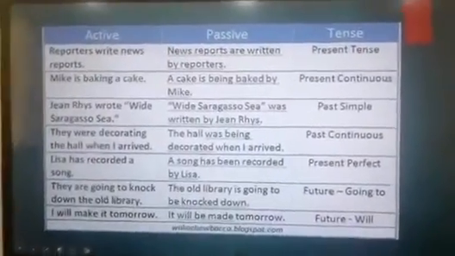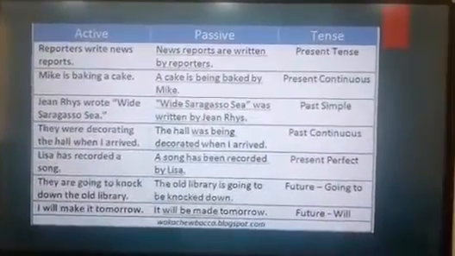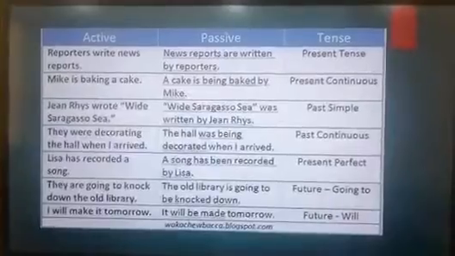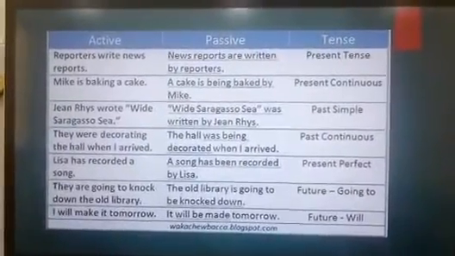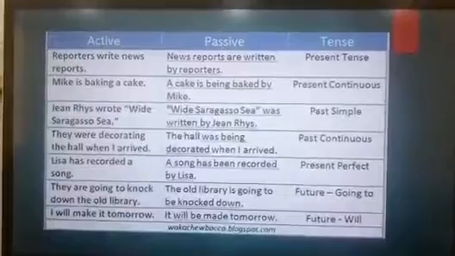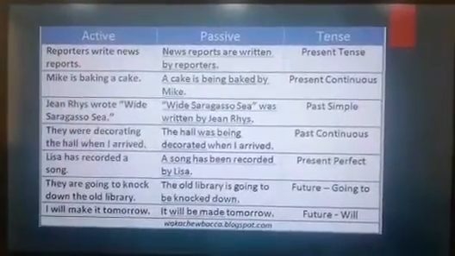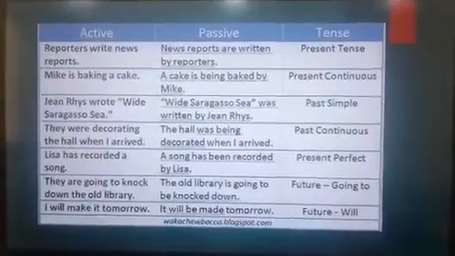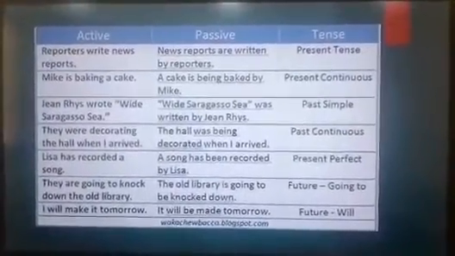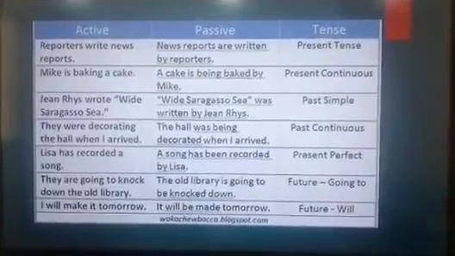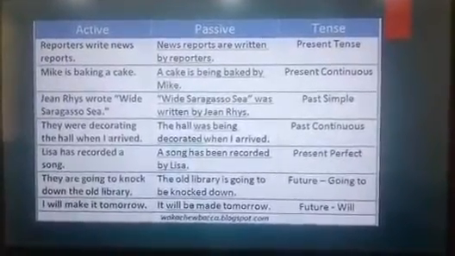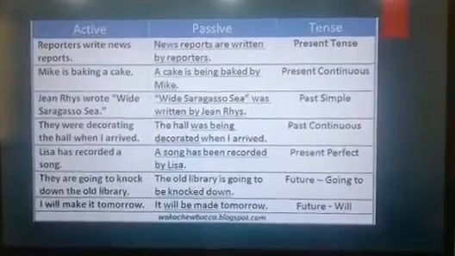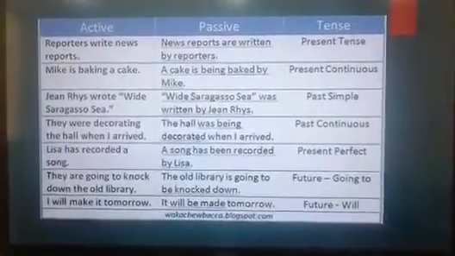Now let's look, here you have the active and passive voice. You have examples of active and passive voice in the tenses, and you should know, students, that the active and passive voice can come in any verb tense. It might come in present, present continuous, past simple, present perfect, and so on.